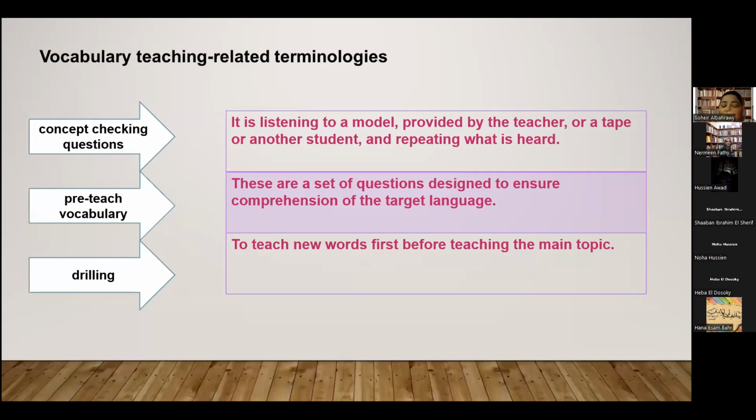If I want to teach them the word elephant, I need to be sure that they know that an elephant is an animal. It's not food, it's not a color, and so on. So we need to ask questions to check the students' understanding of the concept or the idea itself. The last one, to teach new words first before teaching the main topic, is pre-teach vocabulary.